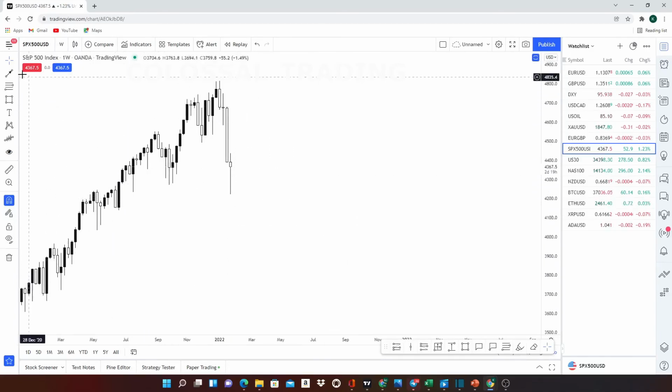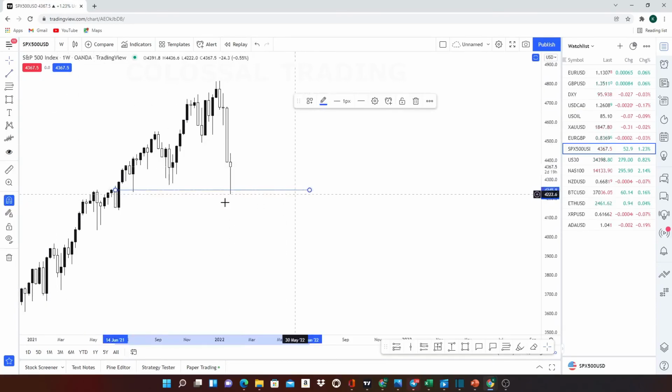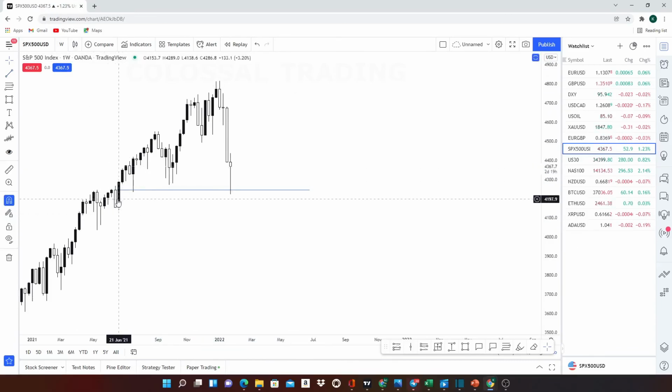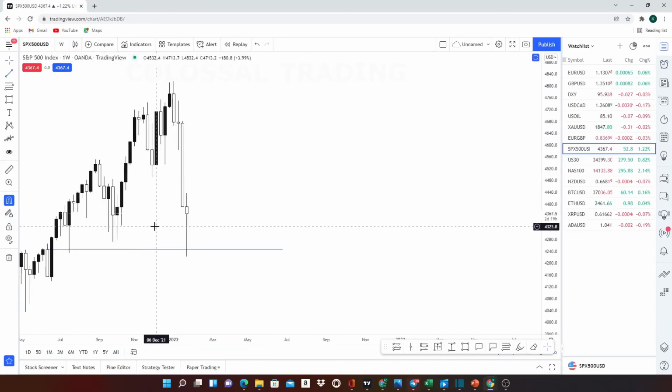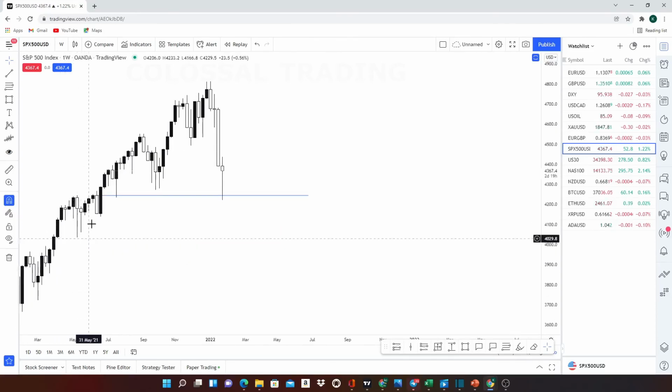So check it out, right? Boom. And this is a weekly. This, on the weekly, is a bullish order block, right? Look at how price came to this level, by the way. Literally got drawn like a magnet. Boom. Shot up higher, right? That's the beauty of these order blocks.